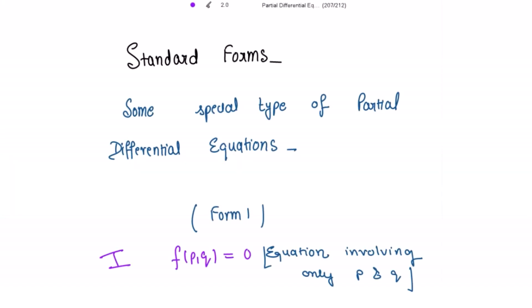We are going to start some standard forms, some special types of partial differential equations. The first form is where the equation involves only p and q, F of p, q equal to 0. We have the equation involving only p and q.